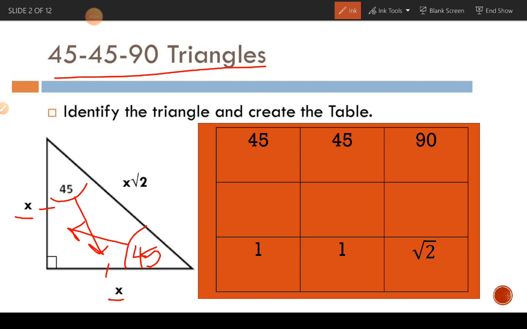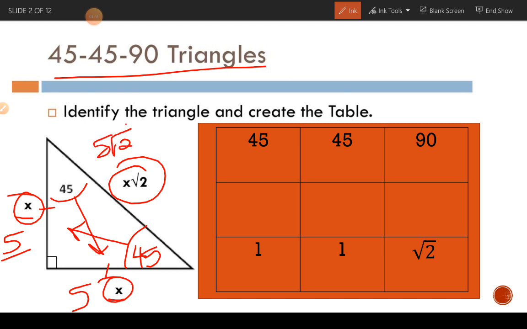So this is a special triangle because it has a pattern. Every single 45, 45, 90 right triangle is going to have this pattern. It's going to have an x radical 2. So in this case, if this side is 5, we know this side is 5 because it's isosceles, and we know that this is going to be 5 radical 2. How do I know that? Because of the pattern, okay? So 5, 5, 5 radical 2. If this was 10 radical 2, then this would be 10, this would be 10, and so on, all right?